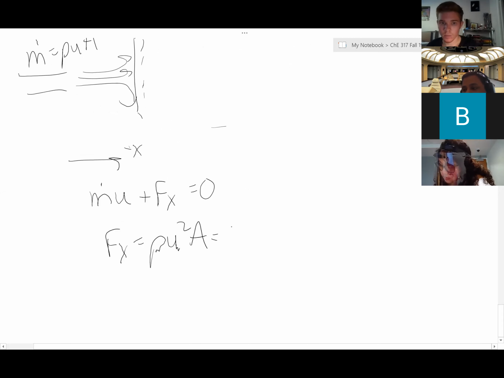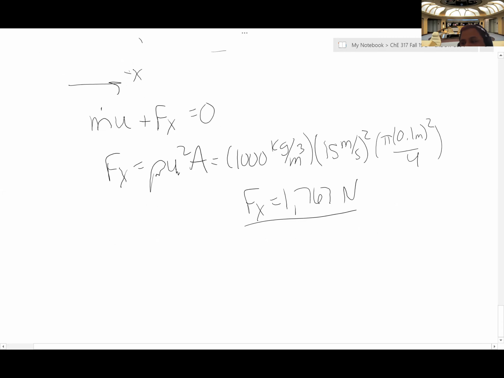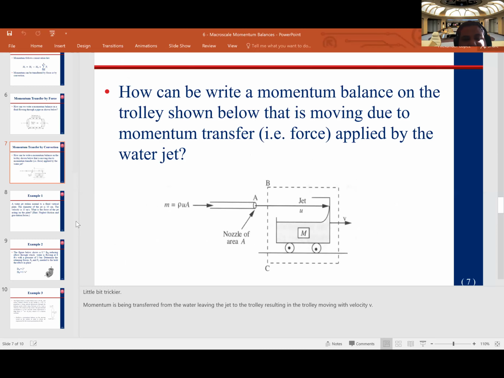which for this system we had water. Velocity was 15 meters per second. And the area was, what was it, 10 centimeters, 0.1 meters. So that force is simply 1767 newtons. That's not so bad. I'm glad you guys did well. Let's look at a little bit more complicated one, which will help you on homework.